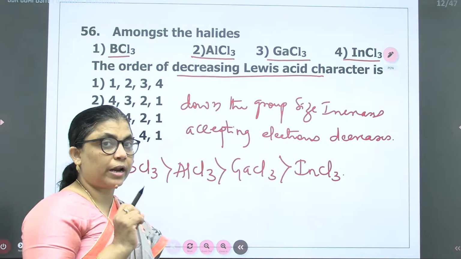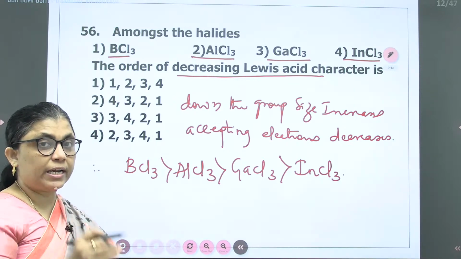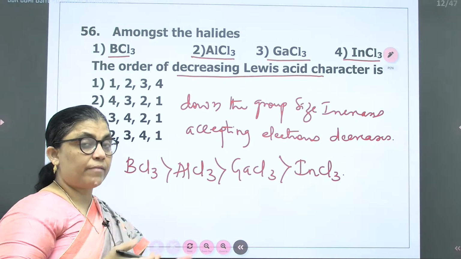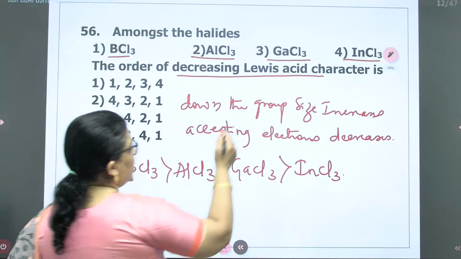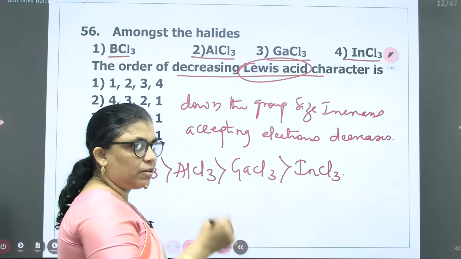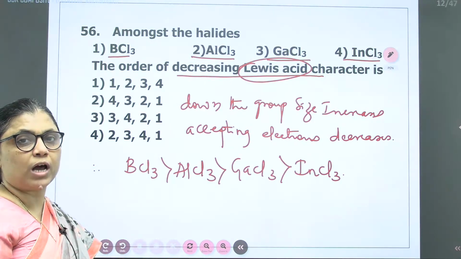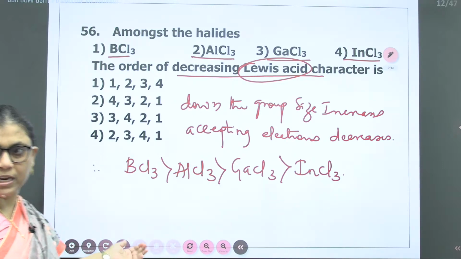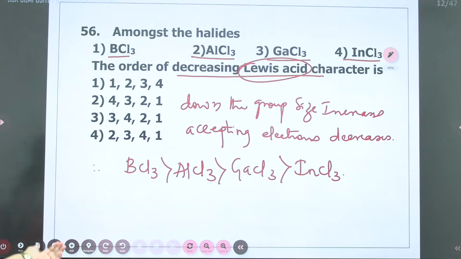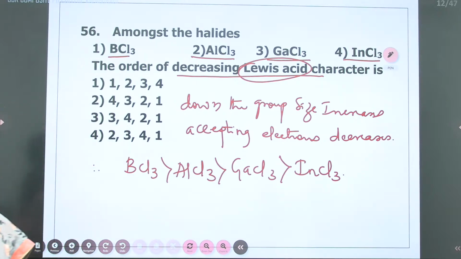Therefore, what should we write as the reason over here, children? Because all these come under the same group, the 13th group. We are going to identify which has more capacity to accept a lone pair of electrons. Because when we decide the Lewis acidic character, species which are electron acceptors are Lewis acids, electron donors are Lewis bases. Therefore, as the size increases, electron accepting capacity decreases. So BCl3 will be the strongest and InCl3 will be the weakest acid amongst the four. Next question.